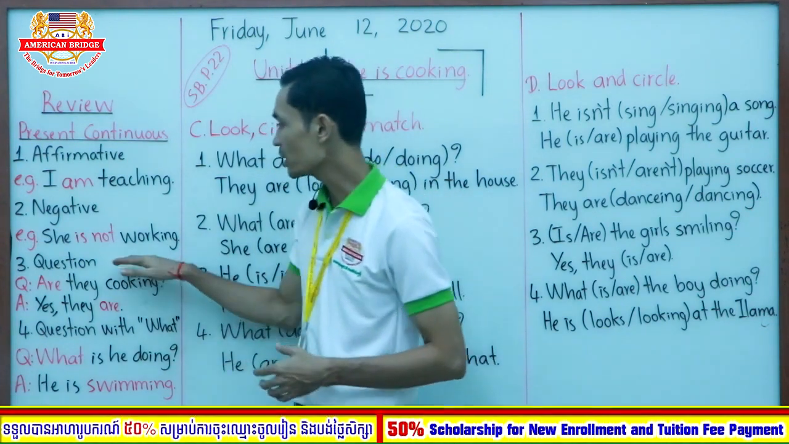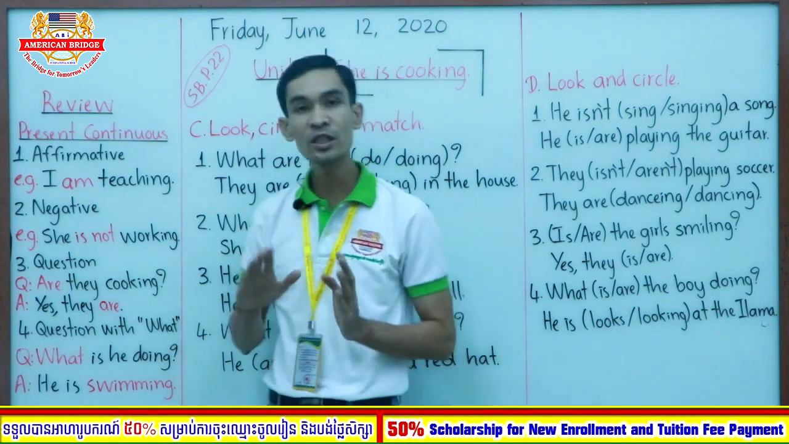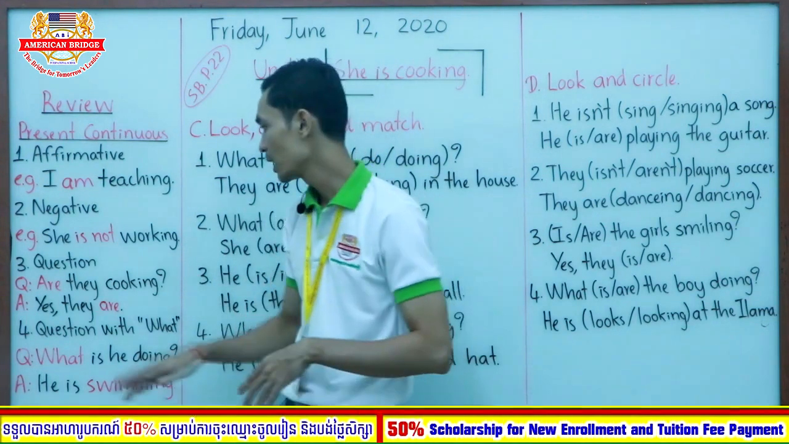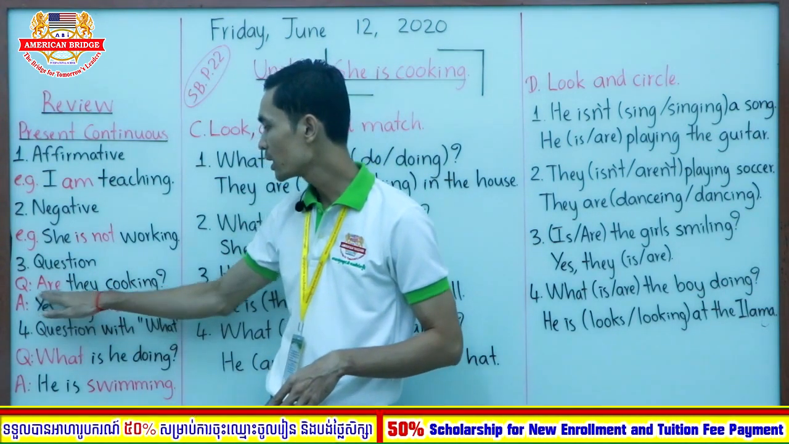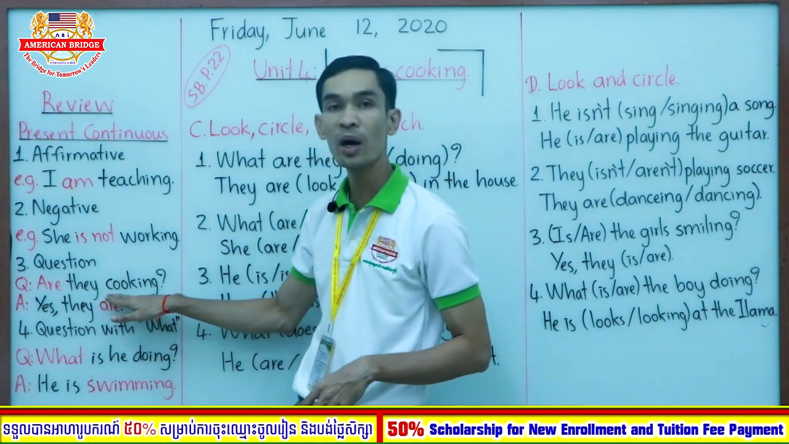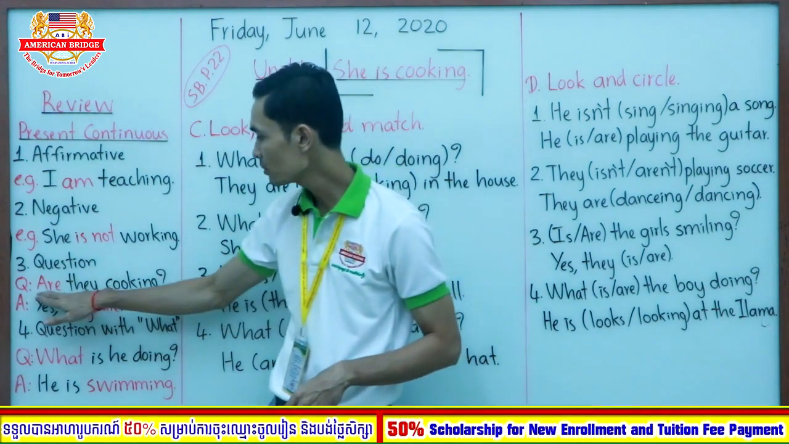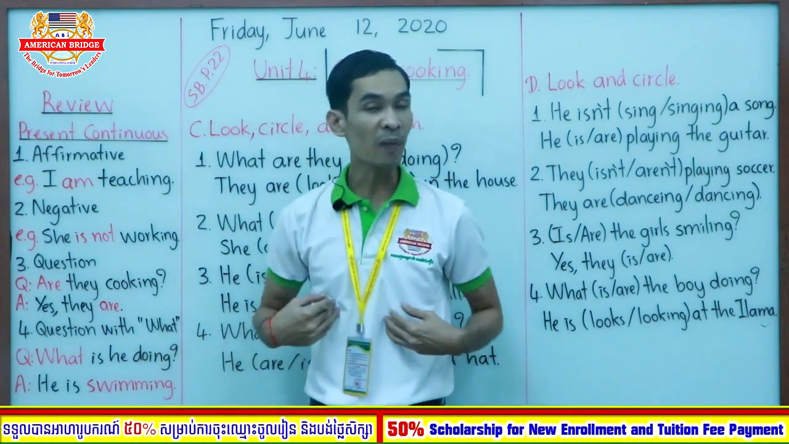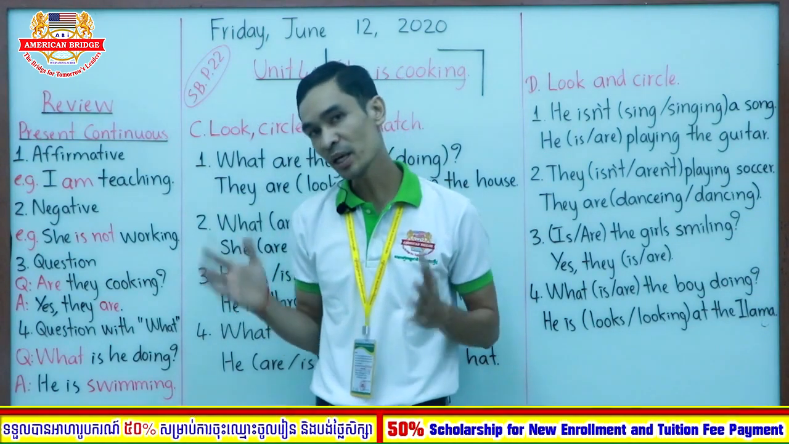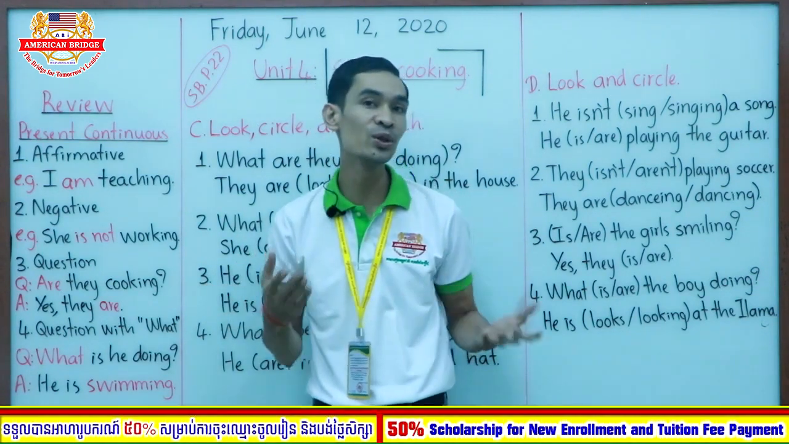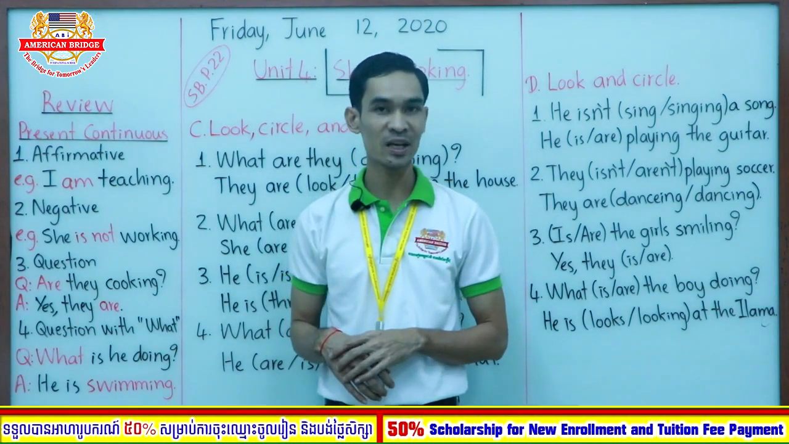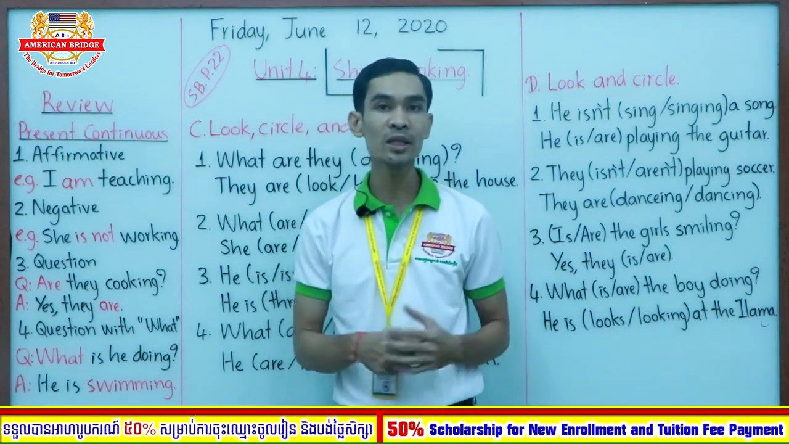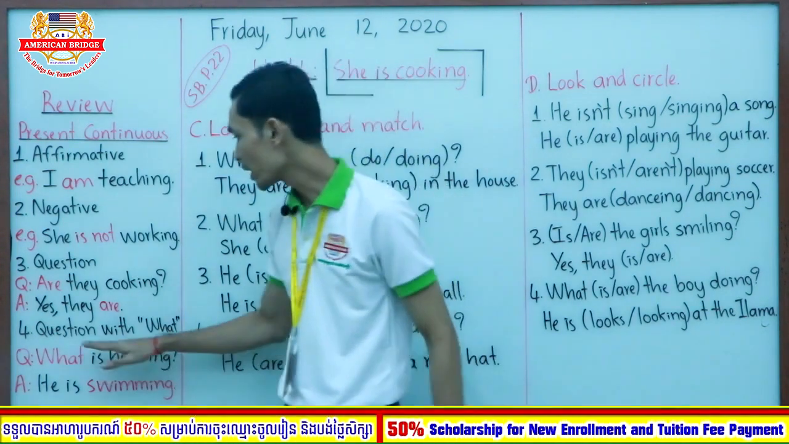Alright, so now let's continue to question. Question, you just move be to the front. Yeah, just move be to the front before the subject. Here, you can see here, be, subject, they, and then you plus verb ing. Are they cooking? Yes, they are. Am I cooking? If in the question it is are, you answer you, right? No, you aren't, right? Okay. Is she cooking? Yes, she is. Or no, she isn't.